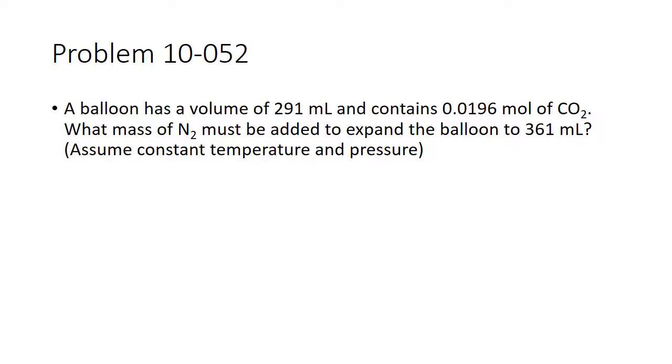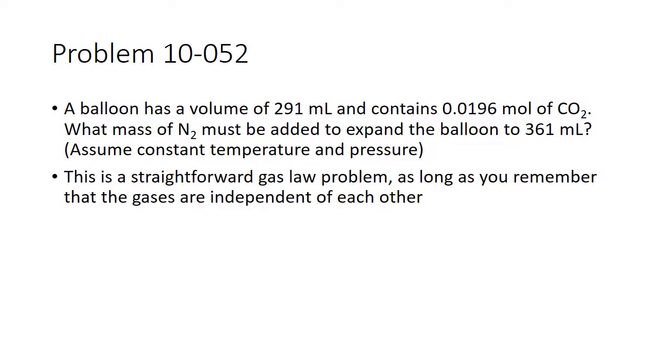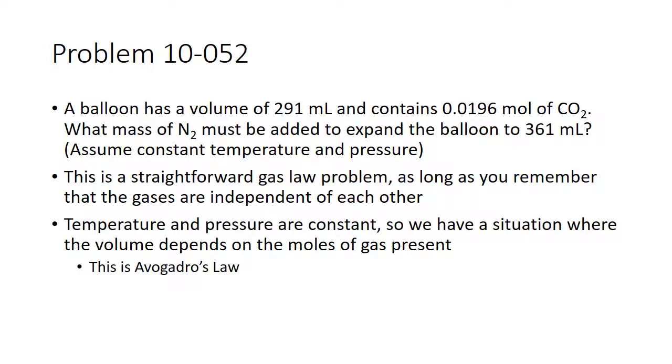The numbers you encounter are probably going to be different, but the way we solve the problem will be the same. Now they ask what mass of nitrogen must be added to expand the balloon to 361 mL. And they say assume constant temperature and pressure. Pretty straightforward with one twist. We have to remember that the carbon dioxide and the nitrogen are acting separately. Temperature and pressure are constant, which is good.